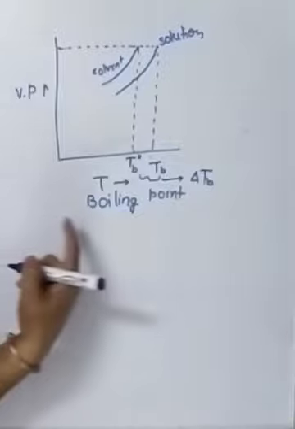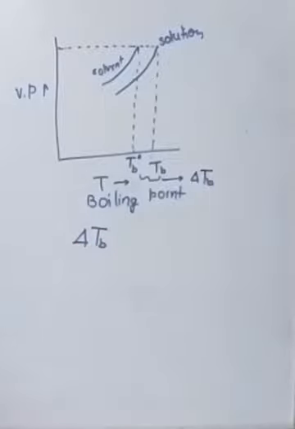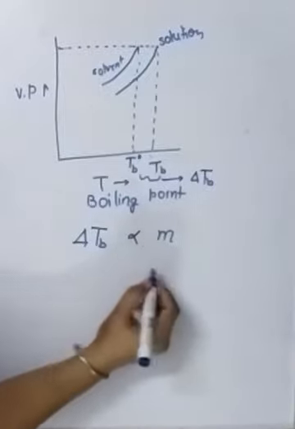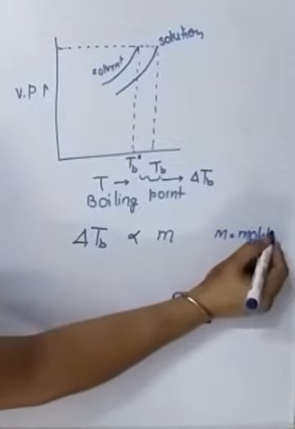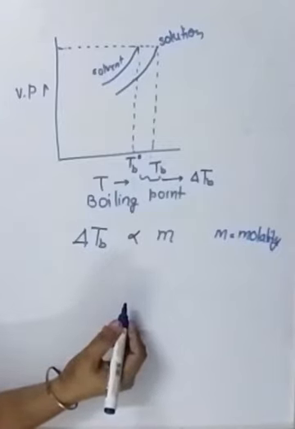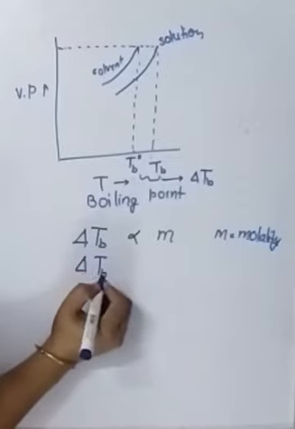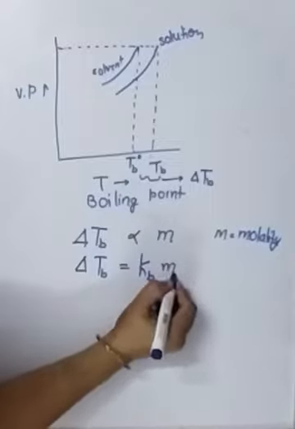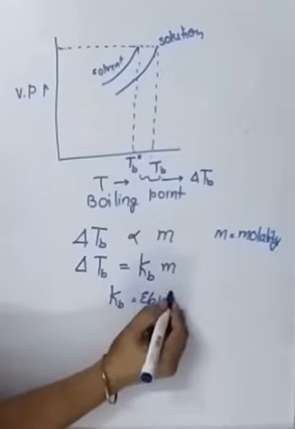Now we will see how del Tb is a colligative property. We know del Tb is directly proportional to molality. M is the molality of the solution. Del Tb is directly proportional to M. So when we remove the proportionality sign, del Tb equals Kb M. Kb is the constant called the ebullioscopic constant.